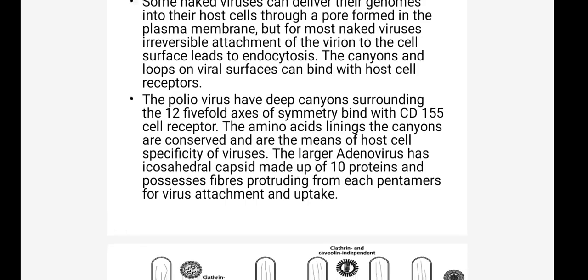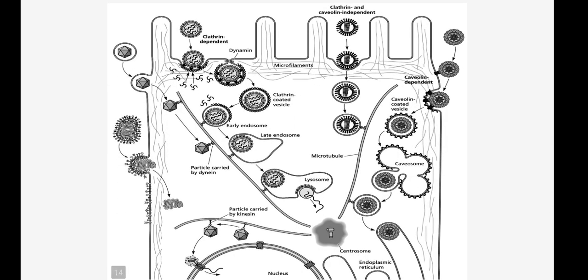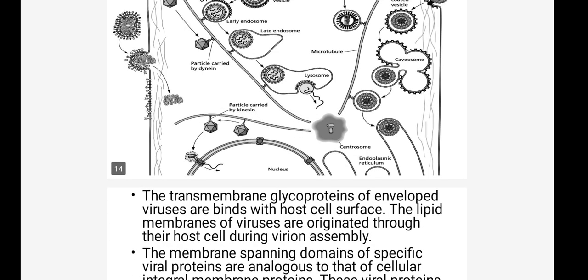Then the adenoviruses have an icosahedral capsid made up of 10 proteins, and possess fibers protruding from each pentamer for virus attachment and uptake. Here is a diagrammatic representation of different endocytosis processes: clathrin mediated, caveolin independent, caveolin dependent transfer of these viruses, then clathrin coated endocytosis, dynamin mediated endocytosis. All of these are different mechanisms for the entry of viruses.